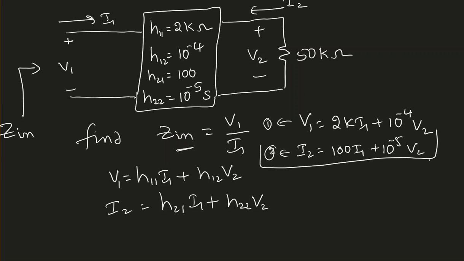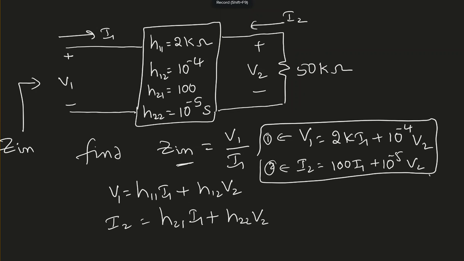But we have 4 unknowns, so we need to come up with 2 more equations. But our goal is not to find those 4 unknowns. Our goal is finding a relation between V1 and I1. So I think 1 more equation is good enough, because the 4th equation for the circuit is kind of hard to derive at this point.